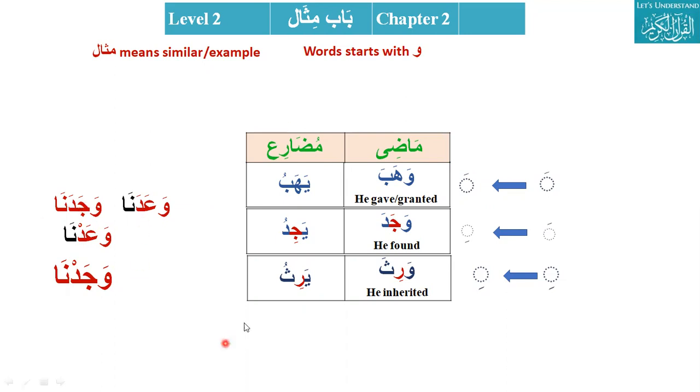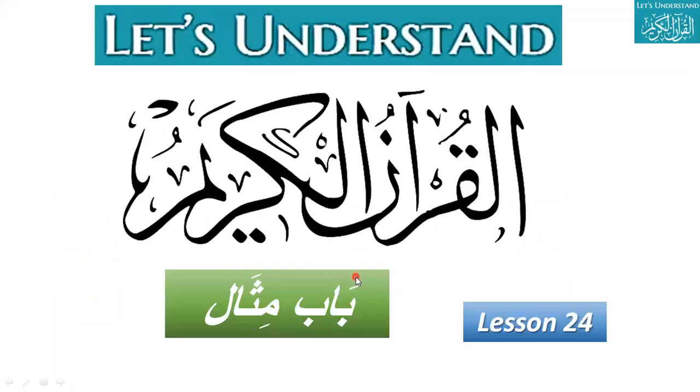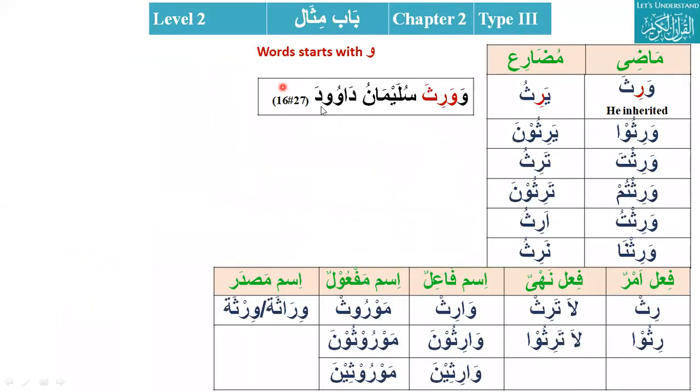Okay. So next, we were on the Bab Mithal. Wahaba, yahabu, fatha, fatha. Then wajada, yajidu, fatha, kasra. Then we have warisa, yarisu, kasra, kasra. Warisa means he inherited.